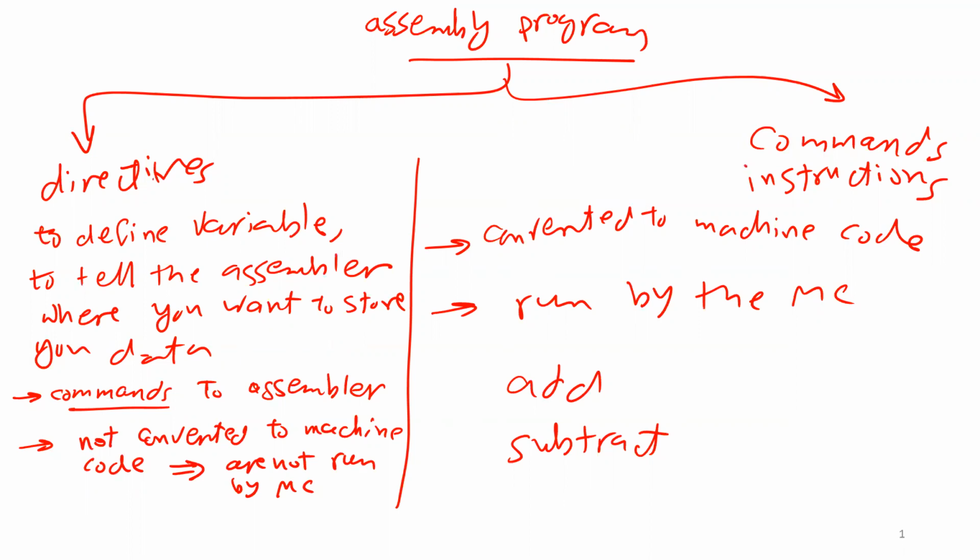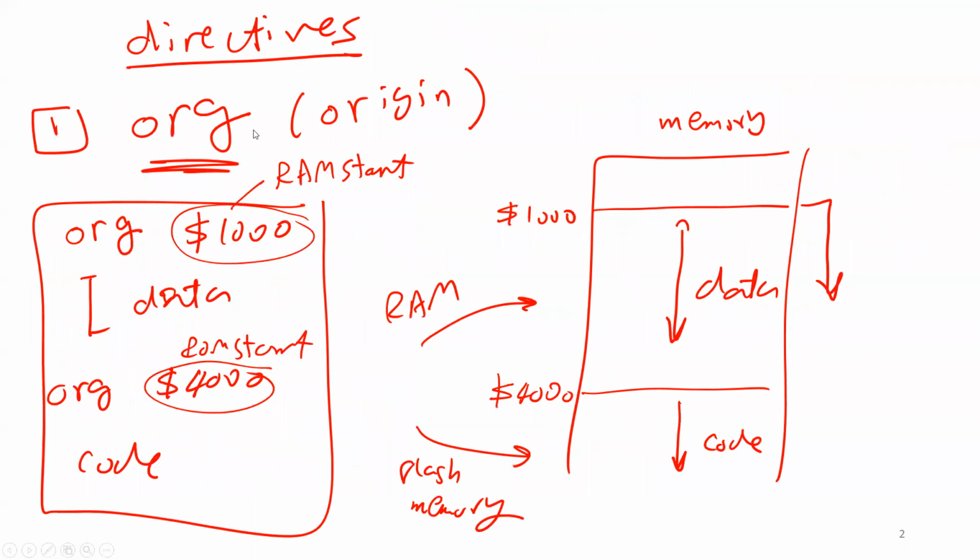So last time I told you any assembly program should have two things. That's what we write in any assembly program. We write directives. I told you directives are commands to the assembler, to the program. They are not converted to machine code. They are not going to be executed by the microcontroller. I explained org. I told you every program should have at least two orgs. One to tell the assembler where in memory you want to store your data.